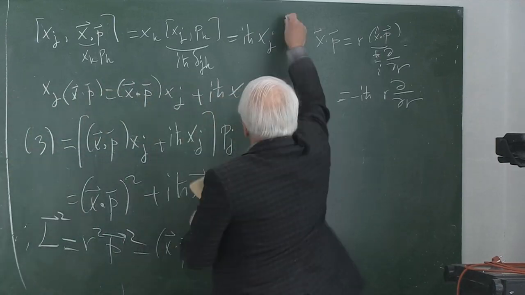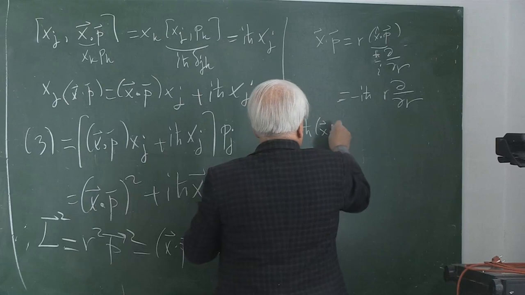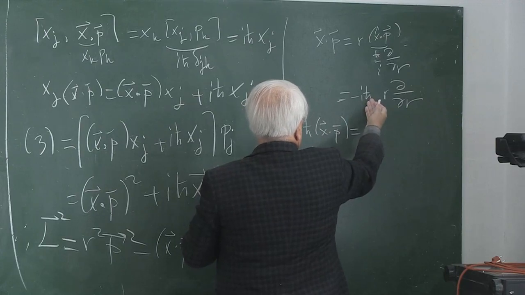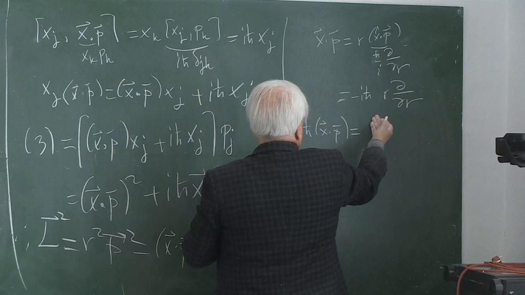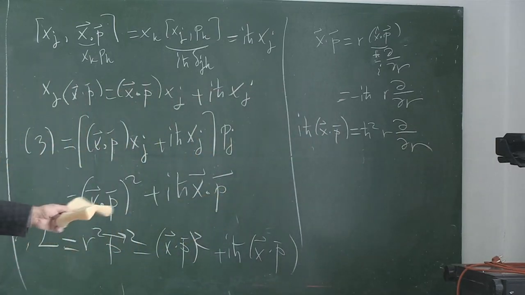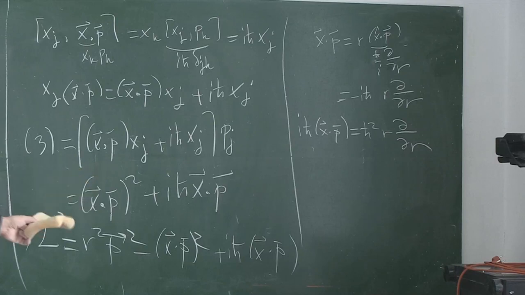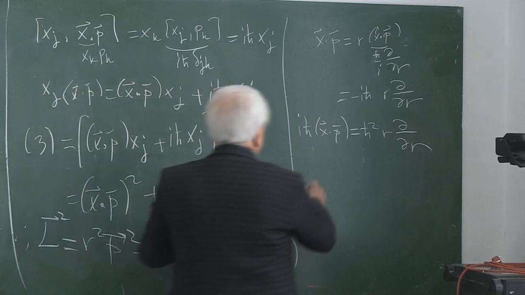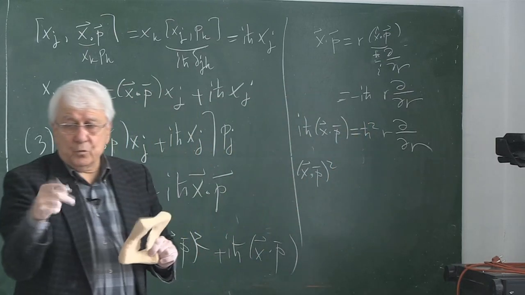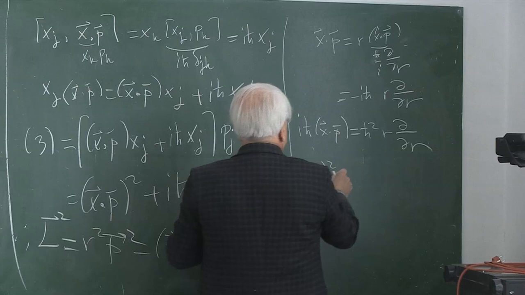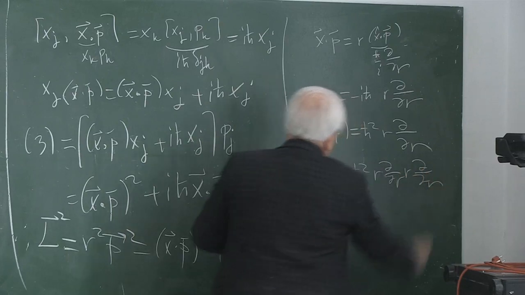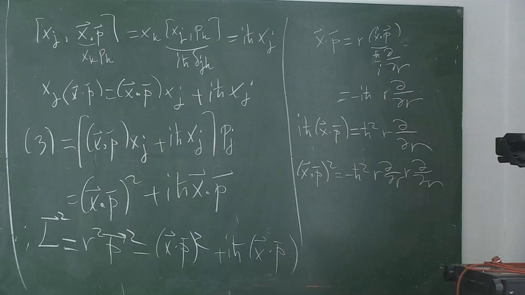So what is the iħ x·p? iħ x·p is iħ there as well. So if you write it as ħ over i, ħ squared r d/dr. That is this term. iħ x·p is this additional term we have obtained. That's very quantum. What about the (x·p)²? (x·p)² is, there's minus, square is plus i, square is minus, minus ħ squared, r d/dr, r d/dr. I have to write it that way, right? These are operators. I cannot do anything else.